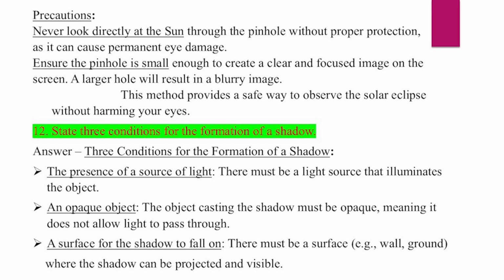12. State 3 conditions for the formation of a shadow. Answer. 3 conditions for the formation of a shadow. The presence of a source of light: there must be a light source that illuminates the object. An opaque object: the object casting the shadow must be opaque, meaning it does not allow light to pass through. A surface for the shadow to fall on: there must be a surface, for example, wall, ground, where the shadow can be projected and visible.